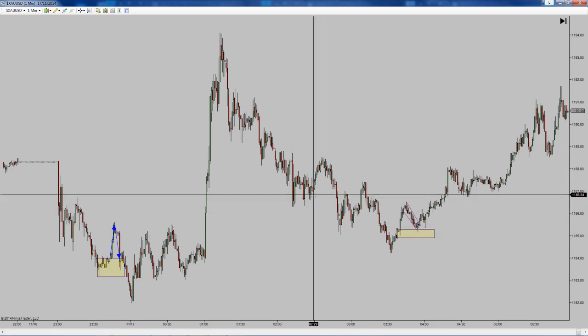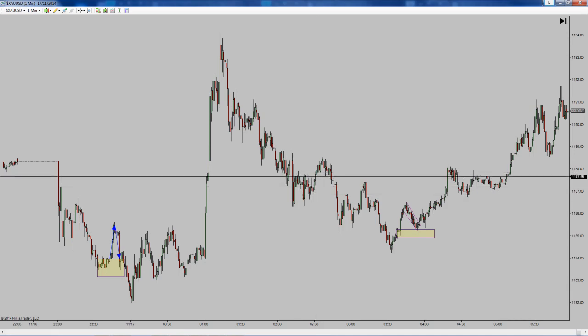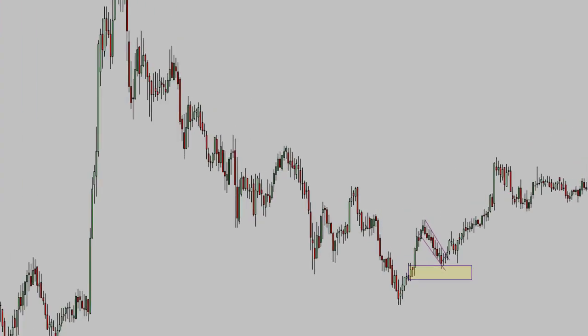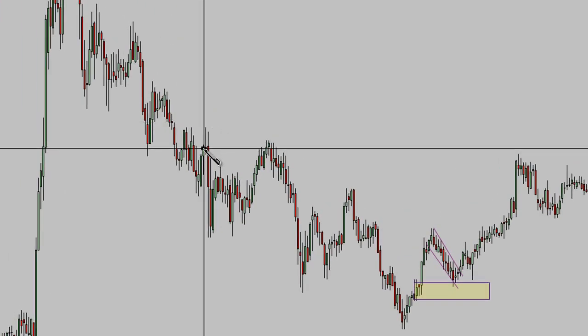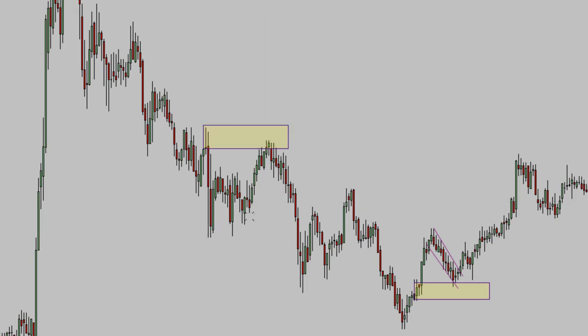Now let's look for a rounded retrace. Well, there's one over here. So there's a supply zone here, and price made a rounded retrace back.